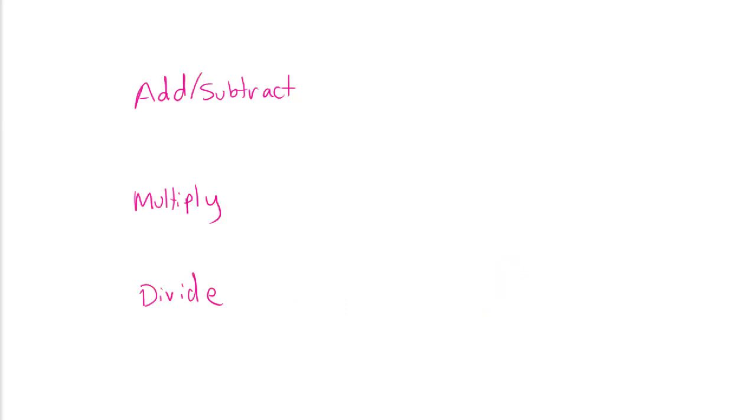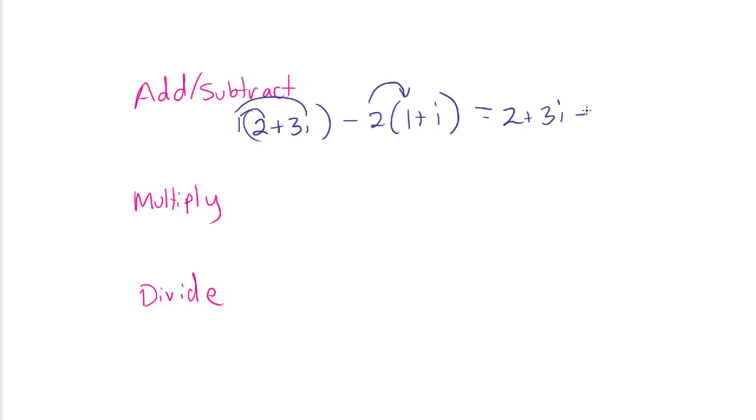Just like fractions or polynomials, you should be able to add, subtract, multiply, and divide complex numbers. How do we do that? How do we add and subtract complex numbers? Suppose I had 2 plus 3i minus 2 times 1 plus i. What would that be? Well, again, I'm going to distribute. There's a 1 there not shown. 1 times 2 is 2. 1 times 3i is plus 3i. Minus 2 distributing to the 1 is minus 2. Minus 2 distributing to the i becomes minus 2i.